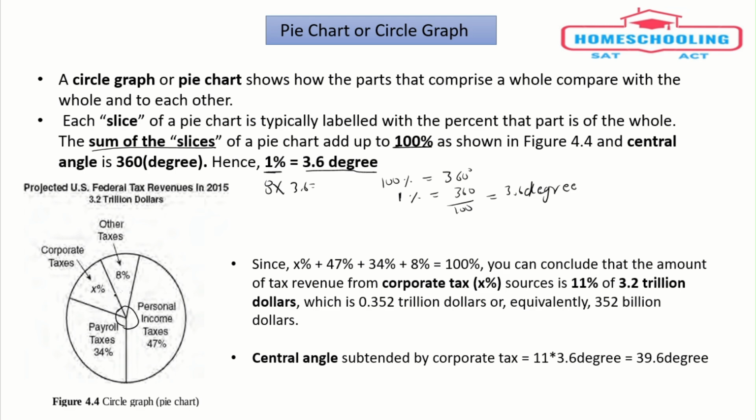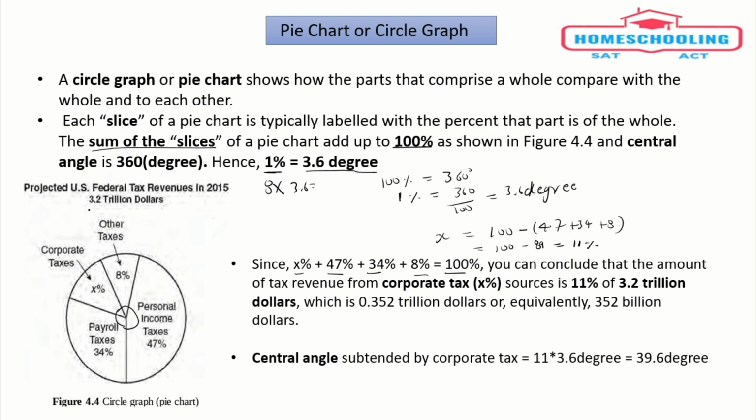As I've told you, the sum of all the slices would be 100%. So corporate tax, personal income tax, payroll tax, and other taxes, the sum of all of them would be 100%. So what would be x? X would be 100 minus (47 plus 34 plus 8). So 47 plus 8 would be 55, plus 34, that would be 89. So 100 minus 89 would be 11%. So we know that the whole pie is $3.2 trillion and corporate tax contributes only 11%.